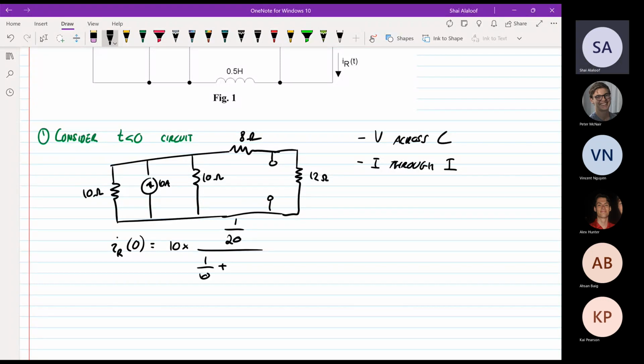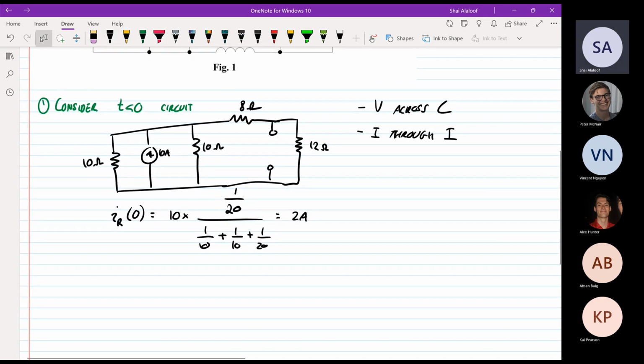Because the current divider equation is the annoying one where you've got the fractions. Anyways, so I'll just put that into my calculator, and we should get 2. Awesome, that's a nice value. So 2 amps. Great. You can also think of that as the current through the inductor at t equals 0.